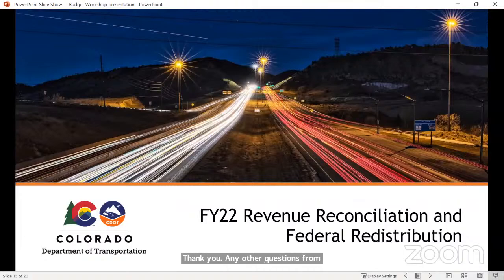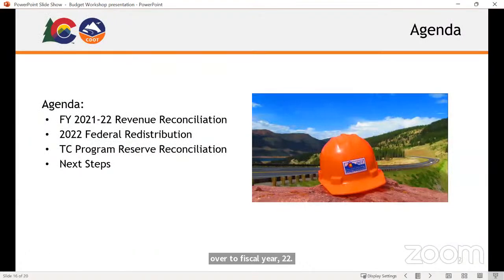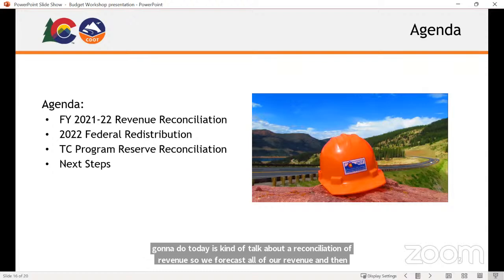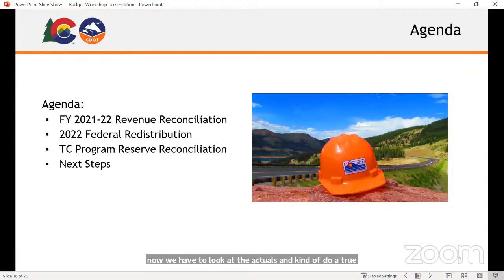Thank you very much. Okay, so we can switch over to fiscal year 22. Looking backwards now, we just closed out the last fiscal year. Accounting has completed all the entries, we've reconciled everything, and what we're going to do today is talk about our reconciliation of revenue. We forecast all of our revenue, and now we have to look at the actuals and do a true up. Based on the outcome of that, we'll bring you a budget amendment next month based on what I'm going to explain today.